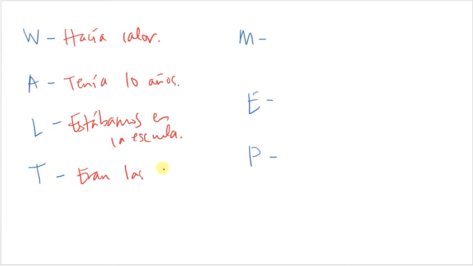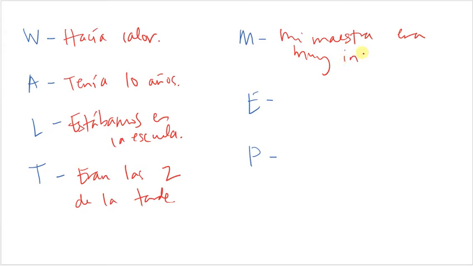Eran las dos de la tarde. It was 2 in the afternoon. Even though it's only 2 in the afternoon for a specific amount of time, it's still going to be imperfect always. You just have to memorize that. So weather, age, location, time are always going to be the imperfect. Or to describe somebody mentally, mi maestra era muy inteligente.